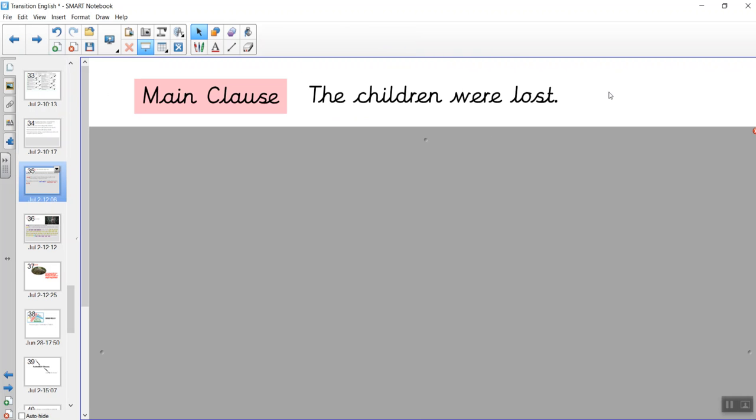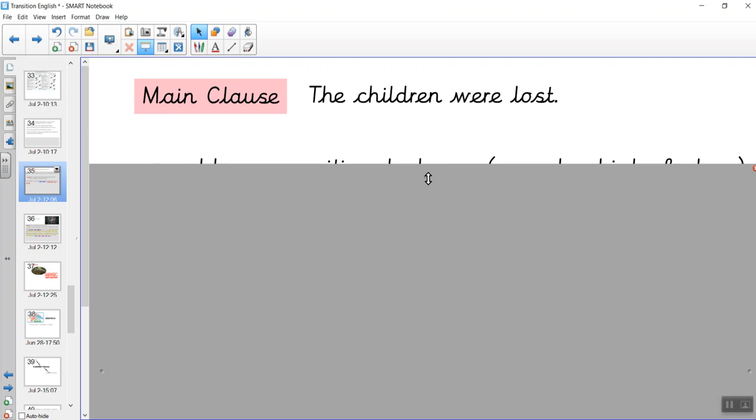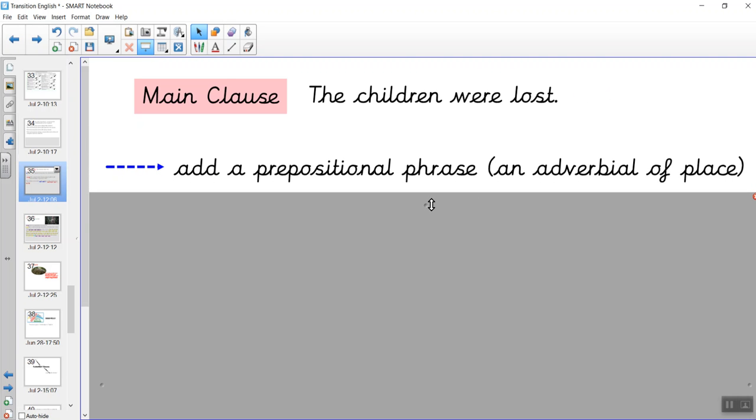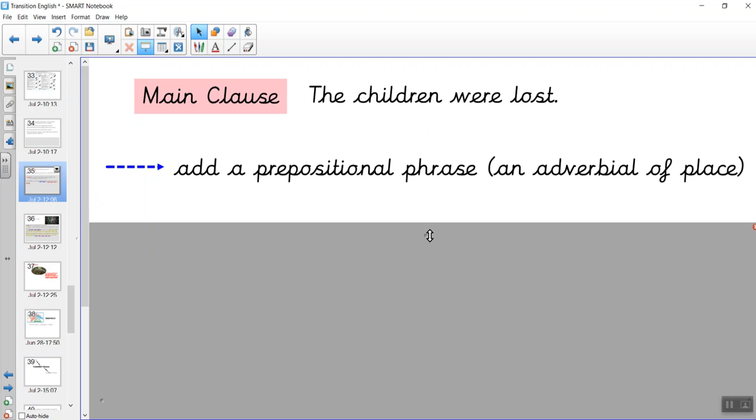Okay, now the main clause of the next sentence is the children were lost. So what I want you to do is add a prepositional phrase, an adverbial of place, to your sentence. Thinking about the children were lost in the jungle, the children were lost. Work it out.